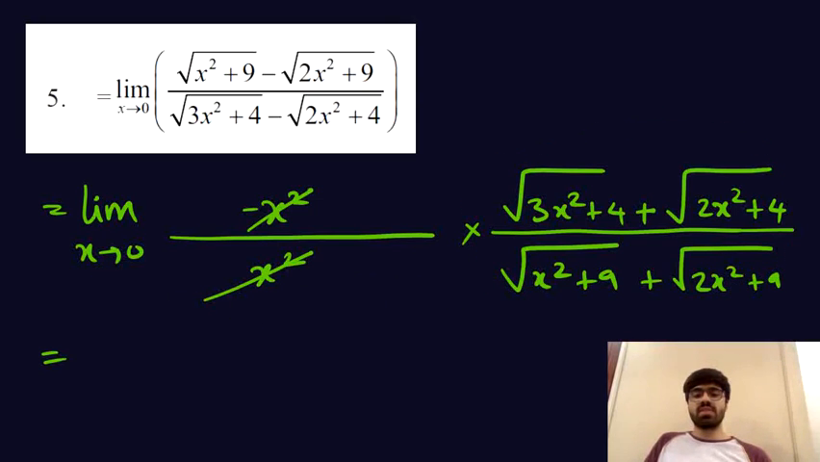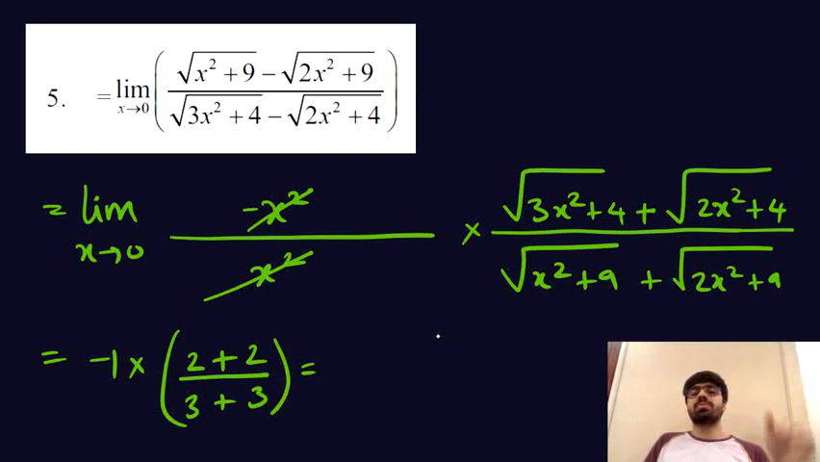Okay, so that will give us minus 1, which was left over here, into putting x as 0 here will give us a root 4, and that value will be equal to 2, plus putting x as 0 gives us a root 4, which will be again equal to 2. In the denominator it would be root 9, which is 3, plus another root 9, which is 3 again. So we have minus of 4 divided by 6, that is minus of 2 divided by 3, and that's the value of the fifth expression.